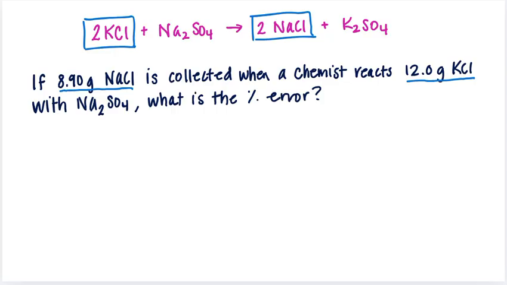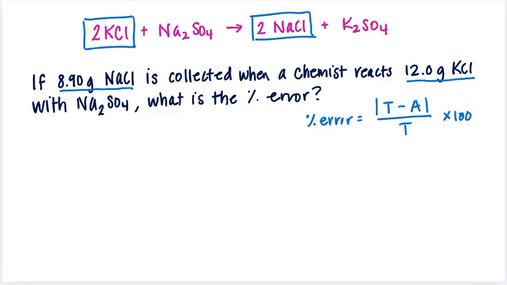I always want to start with the end in mind. So the end of this problem is asking me ultimately to find the percent error. The percent error can be found by taking the absolute value of our theoretical minus our actual over our theoretical times 100.